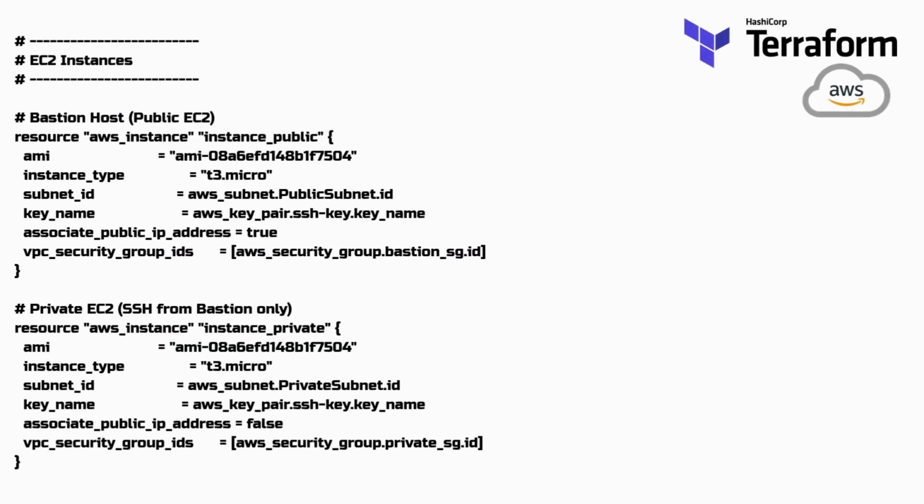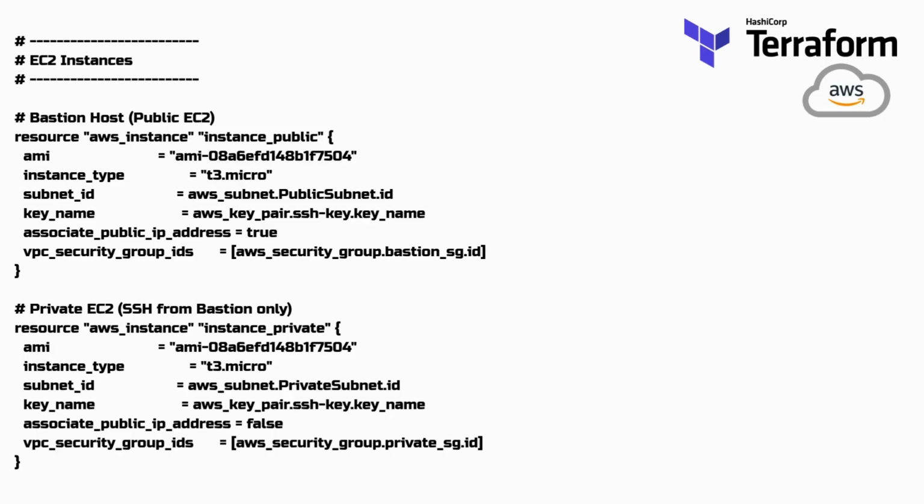All right, I've finally gotten to the section of my code which covers the EC2 instances. As previously mentioned, my network has both a public and private instance. Let's examine the code. The first resource here is the Bastion host, which is deployed in the public subnet. Let's look at the key attributes.